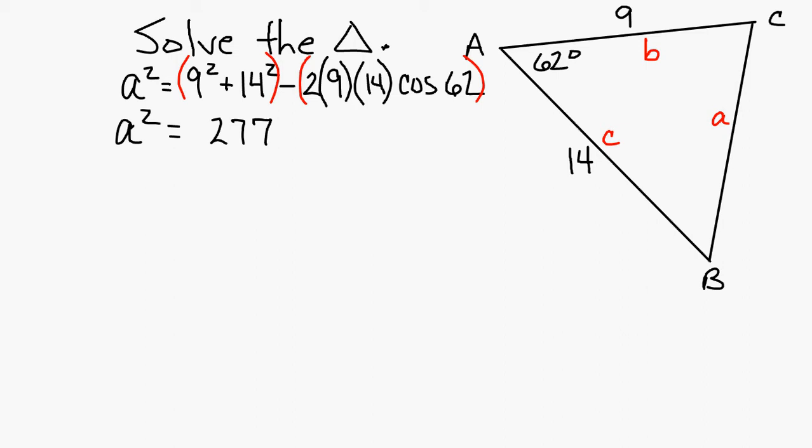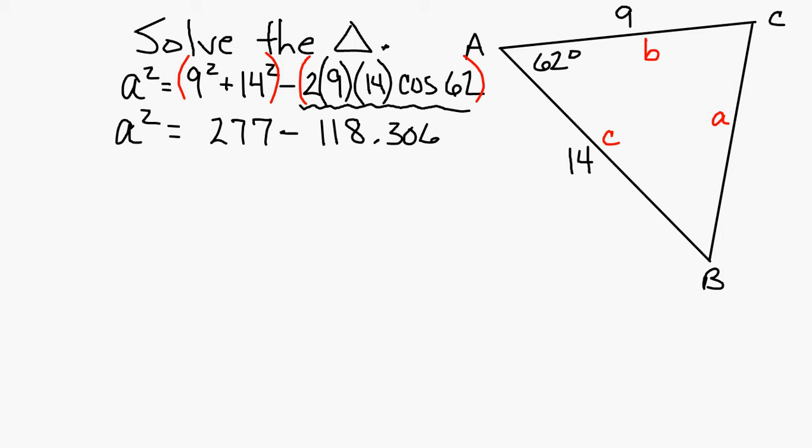Then you're going to subtract, and in your calculator do this whole portion. 2 times 9 times 14 times cosine 62 and hit equals. Oh yeah, 118.306. So then you could go, not out loud, William, please.